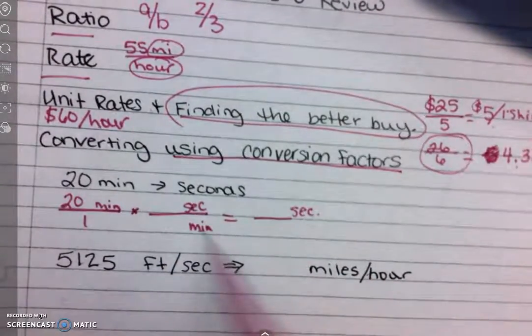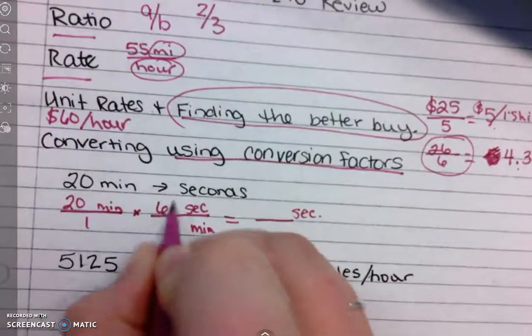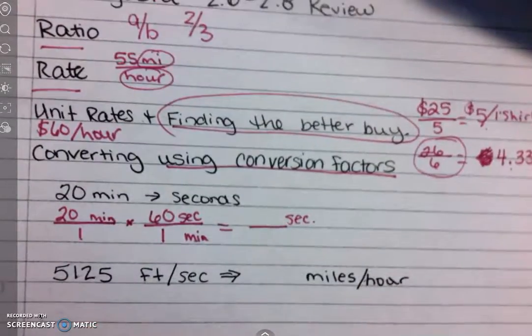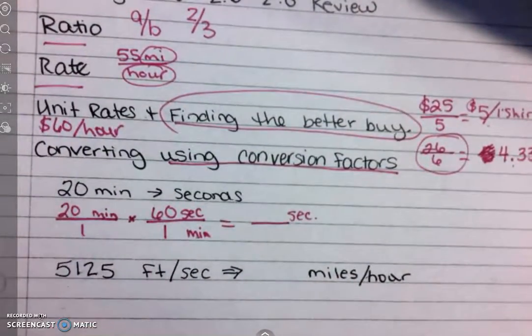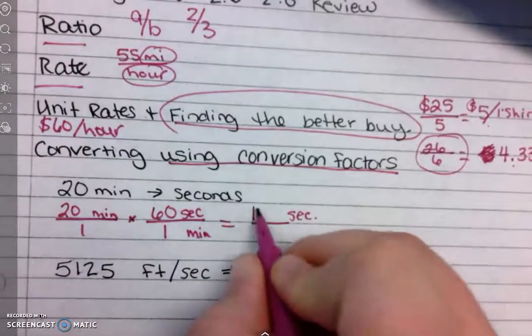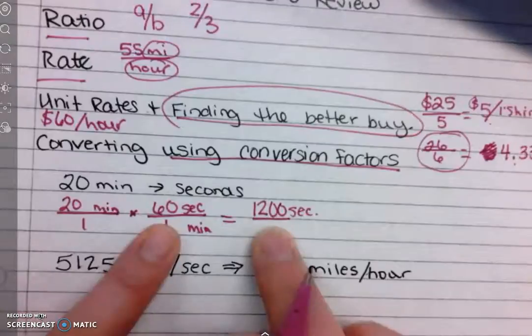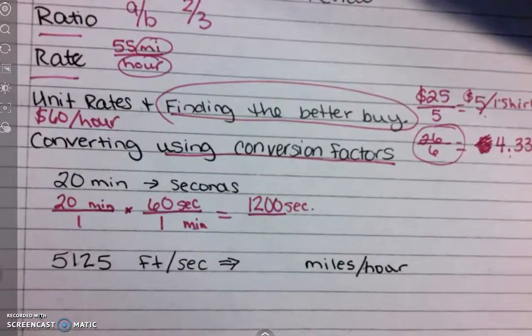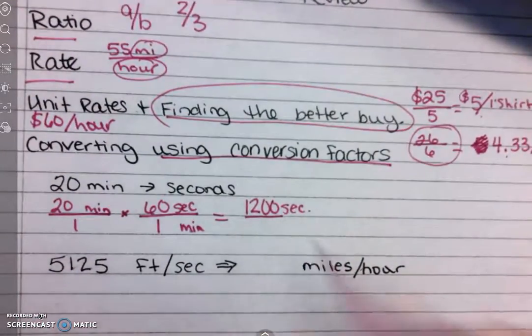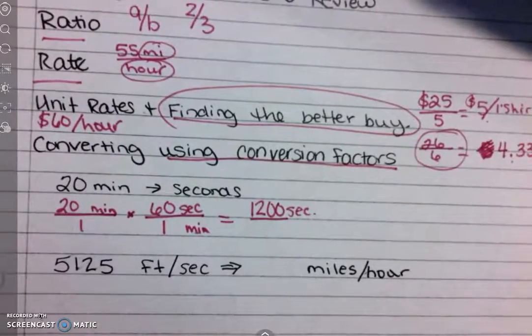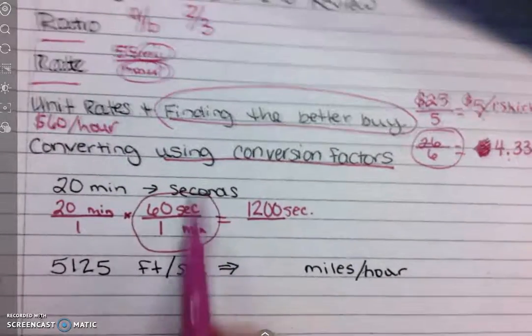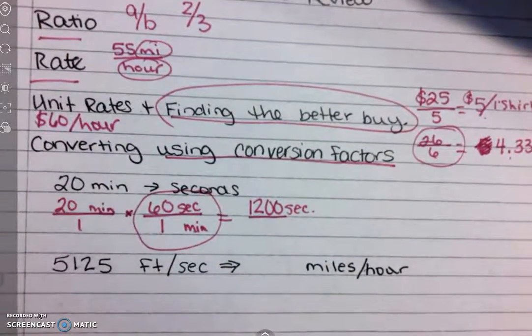So how many seconds in a minute? 60 in 1 minute. So I would multiply 20 times 60 to get, I think 1,000, because 12 and then add the 2 zeros. So 1,200 seconds. You will have to show that, yes, using a conversion factor.